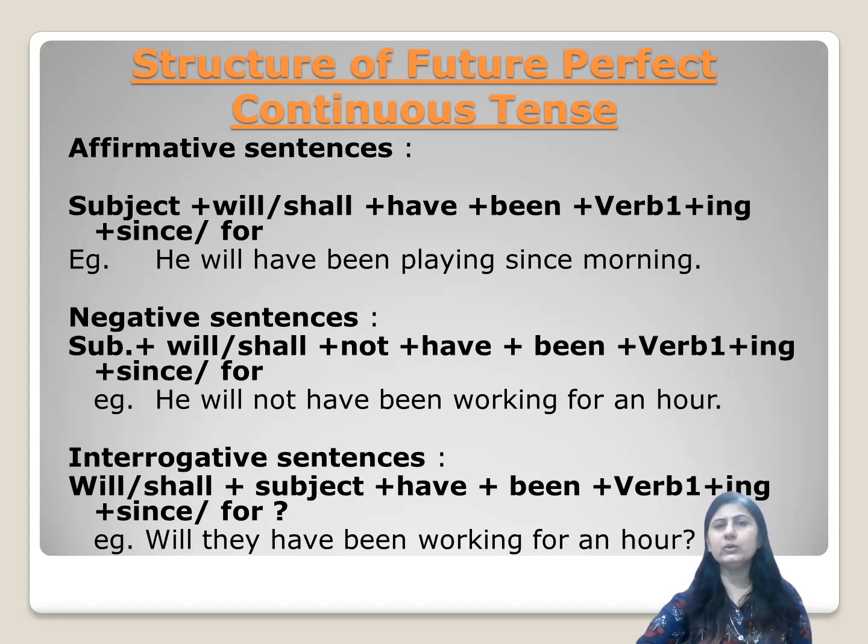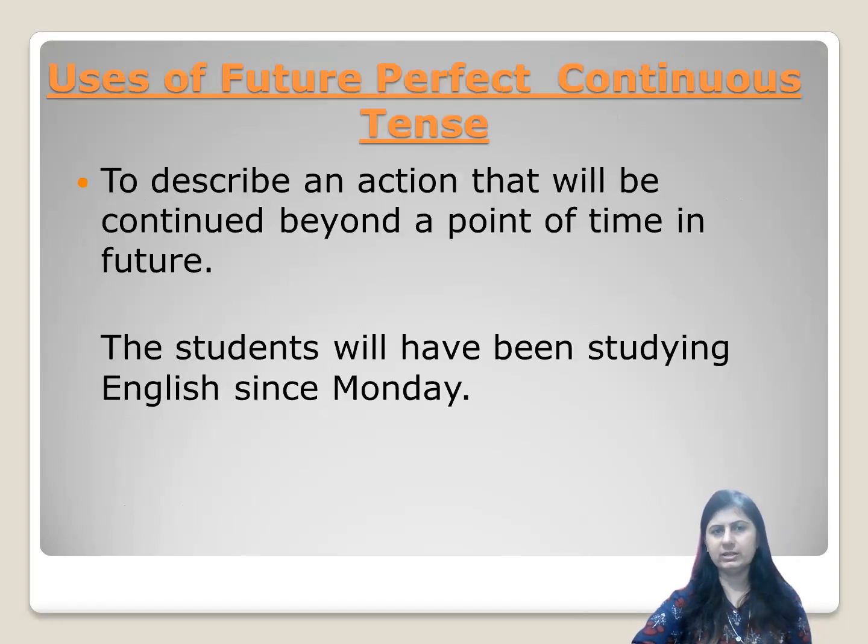I hope it's clear to you. Now let us see where to use future perfect continuous tense. It is used to describe an action that will be continued beyond a point of time in the future. At some time in the future, this work will be continued beyond that time, will not be over by that time. It will be in progress by that time.